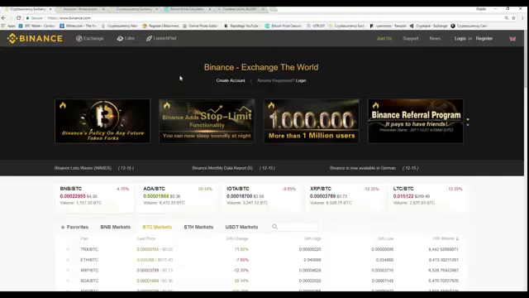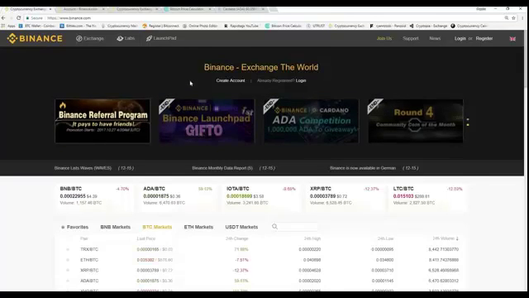So if you guys don't know what the Binance Exchange is, it's a place where you can buy a handful of different cryptocurrencies. You cannot buy Bitcoin on this exchange though. So if you're thinking of buying Bitcoin, you could do it through Coinbase or a couple other different websites, but you cannot do it on here.